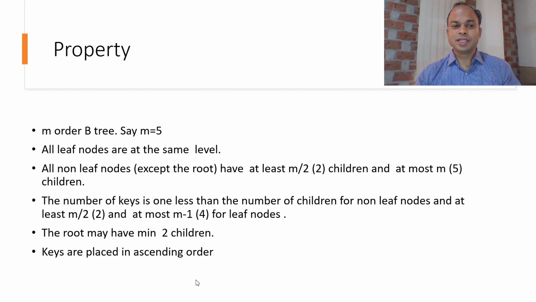Property number 3: the number of keys is 1 less than the number of children for a non-leaf node, and at least m by 2 and at most m minus 1 for leaf nodes. The next property is that the root may have a minimum of 2 children, and the final property is that keys should be placed in ascending order. So any B tree should satisfy these properties if we are performing either an insert operation, delete operation or any other operation.